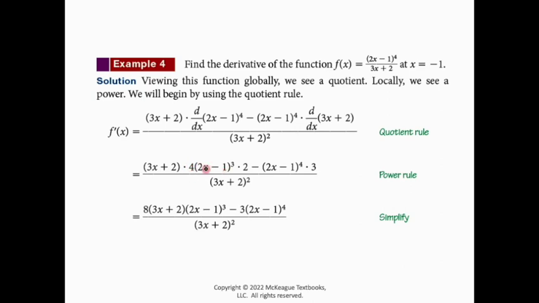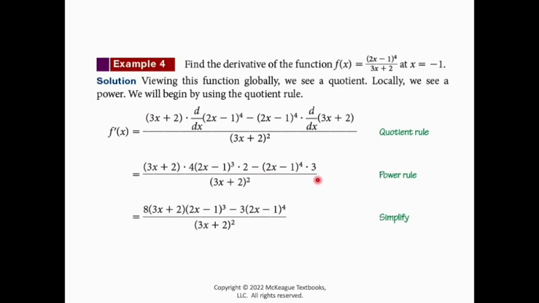The base stays the same, so I have 2x - 1. My exponent decreases by 1. That's where the 3 is coming from. And then I multiply by the derivative of what's inside. And the derivative of 2x - 1 is 2. So that's where this is coming from.